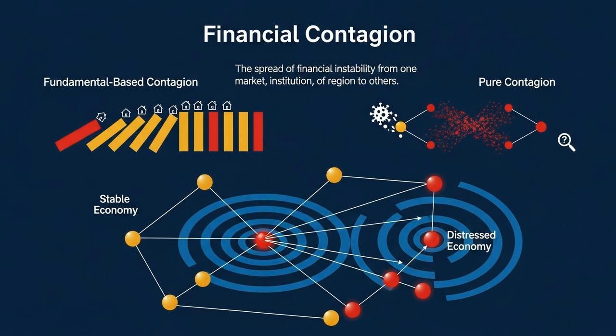So what exactly is financial contagion? At its core, it's the spread of economic crises from one market or region to another. This can be seen in the correlated movements of exchange rates, stock prices, and capital flows. Economists break it down into two types: fundamental-based contagion and pure contagion.